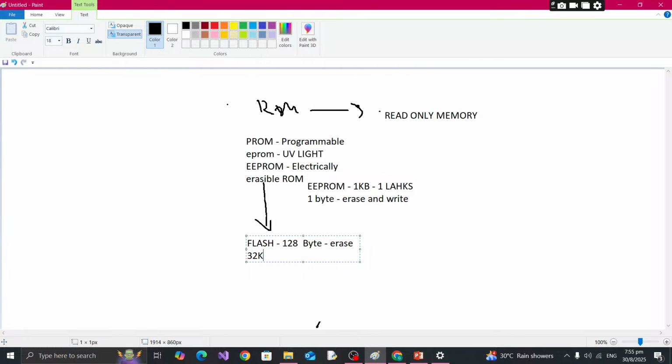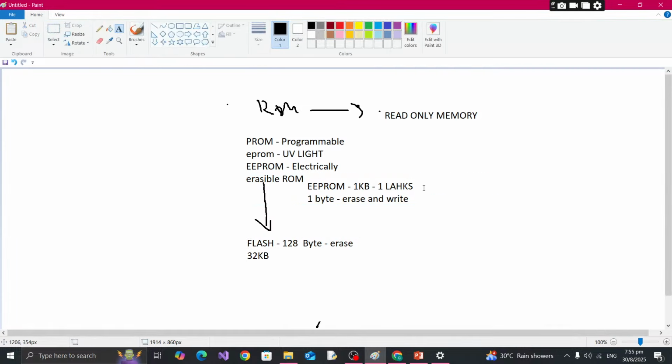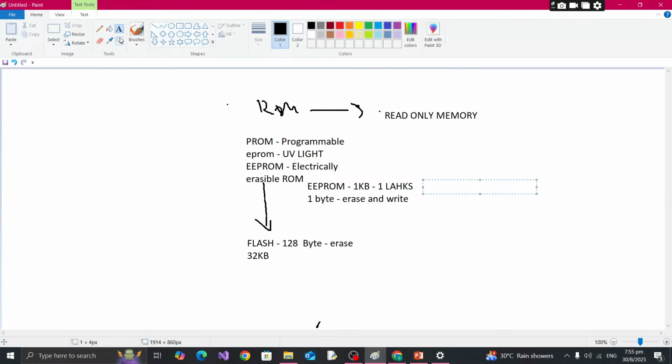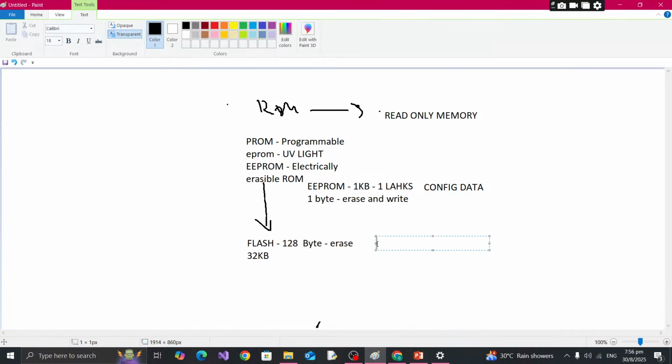In Arduino we have 32 KB of flash memory to store the instructions. To store the instructions we use flash. Then why do we need EEPROM? To store the configuration data, we need EEPROM. To store the instructions, we need flash.